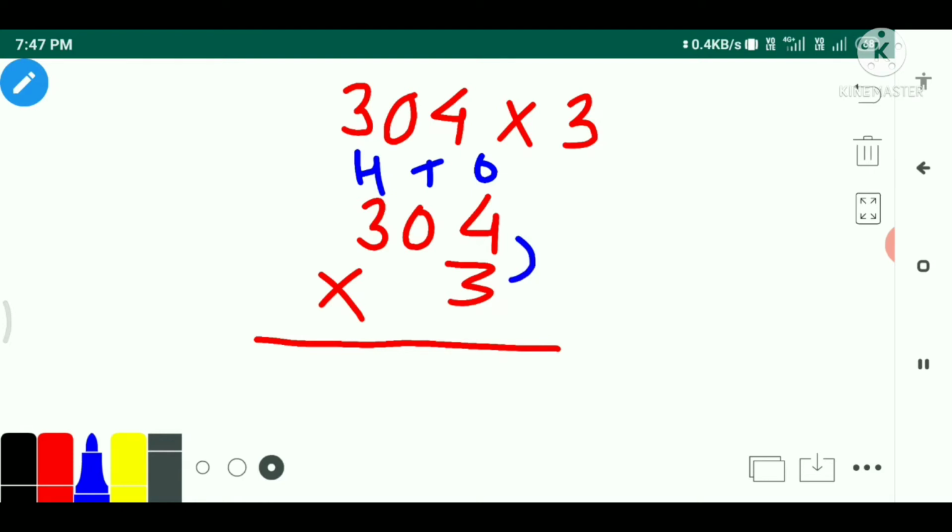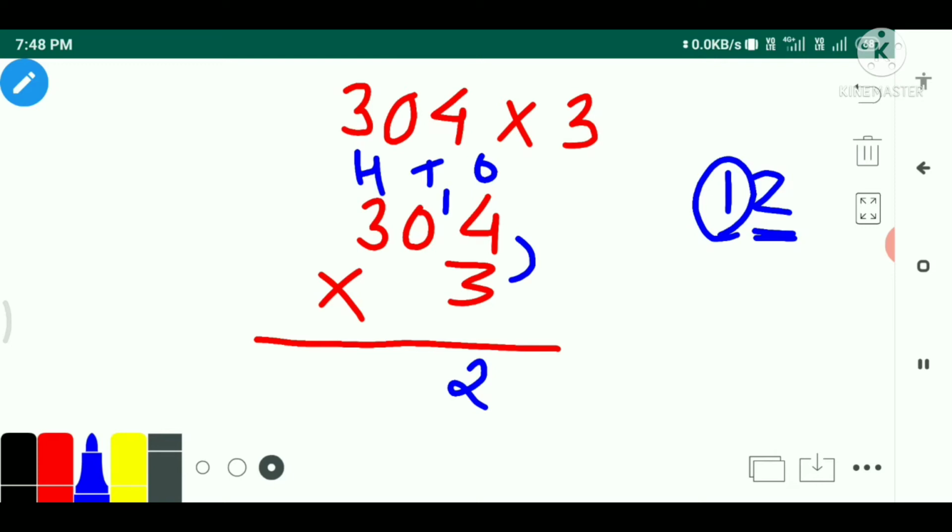So 3 fours are how much? 3 into 4, 3 fours are 12, right? So we'll write the 2 here, and this 1 we will give to the tens place value. First we multiply, then we add the extra value that we just sent.